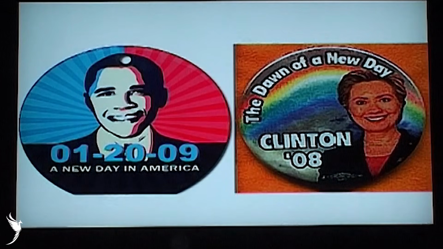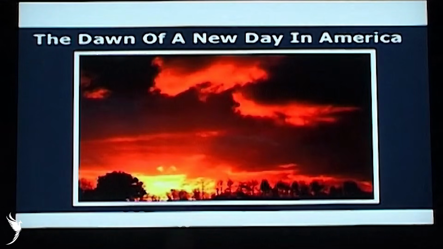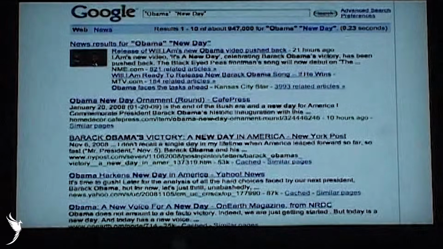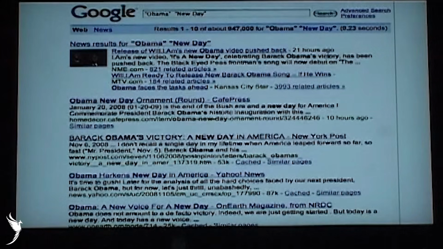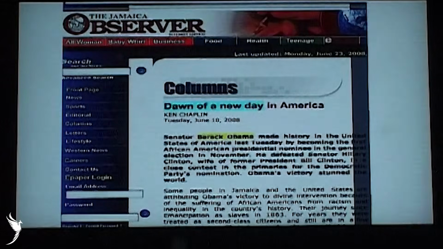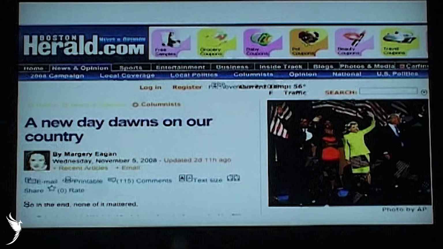Dawn of a new day in America. Go to Google and put Obama and New Day, and you will see there's almost 1,947,000 back then. Almost 1 million entries on the web talking about Obama bringing the dawn of a new day. It's everywhere. Barack Obama's dawn of a new day for America. A new day dawns for our country.